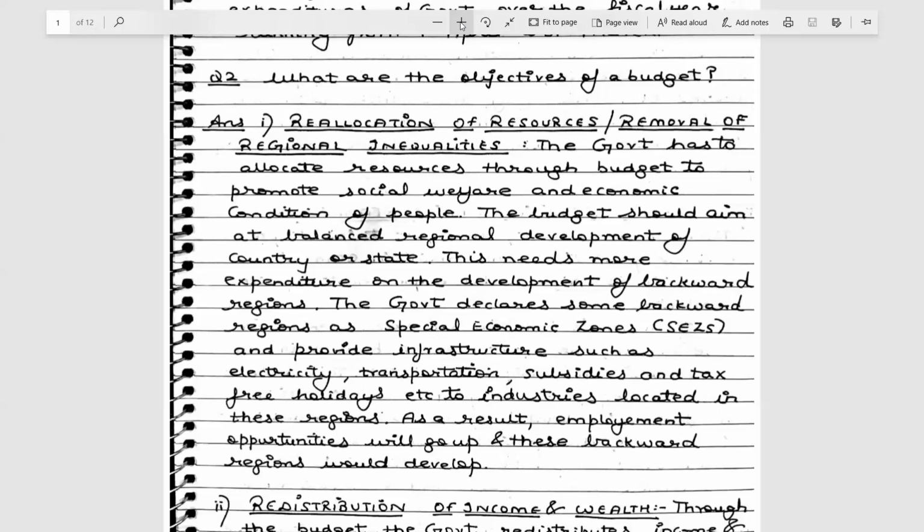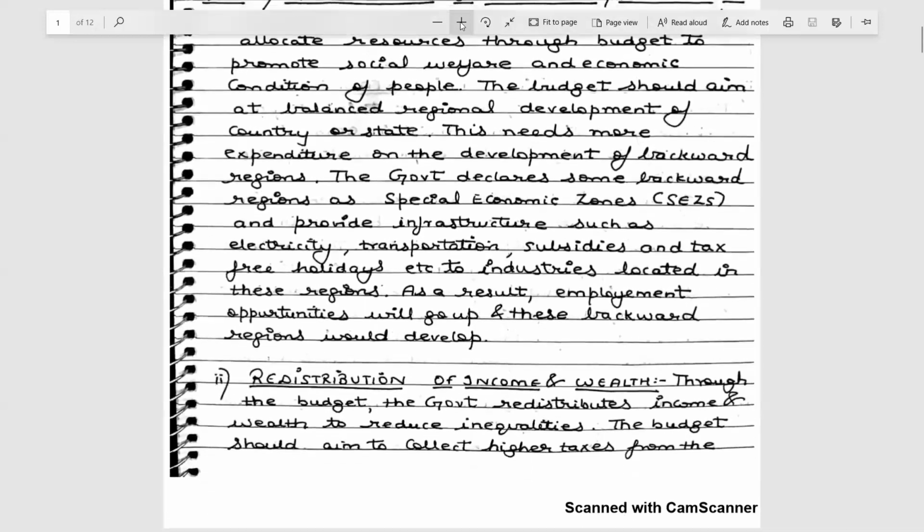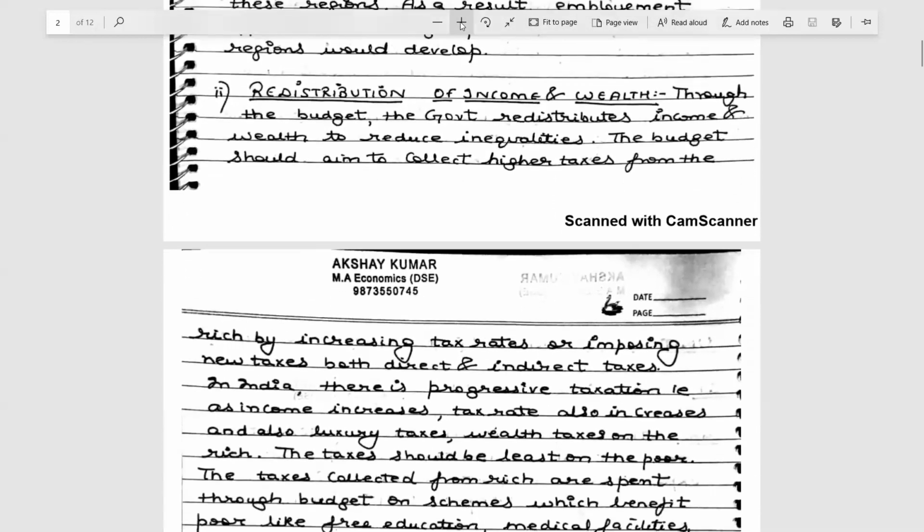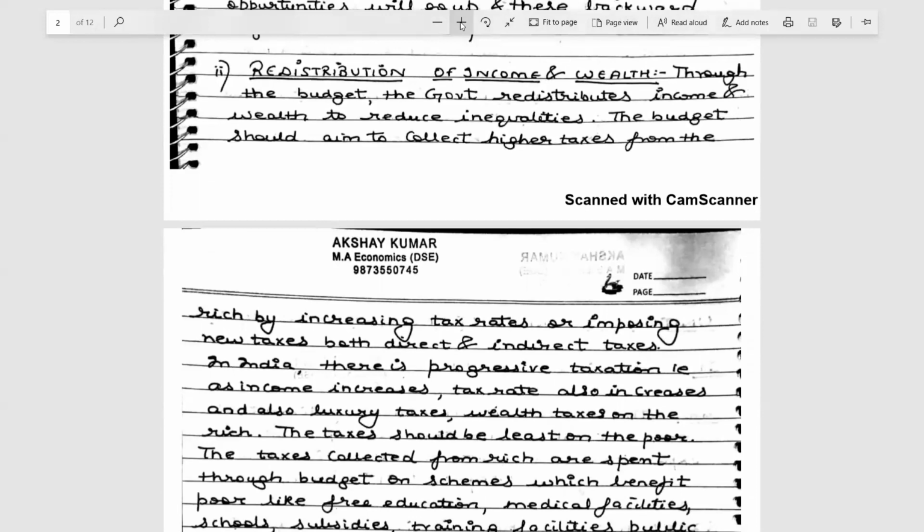So this was the first objective of preparing a budget: reallocation of resources or removal of regional inequalities. The second objective of preparing a budget: redistribution of income and wealth. Now obviously you will see that in the economy there are some people who are very rich, there are some people who are very poor. Obviously steps need to be taken by the government in order to transfer some wealth from the rich to the poor, so that there is more equality in distribution of income and wealth.